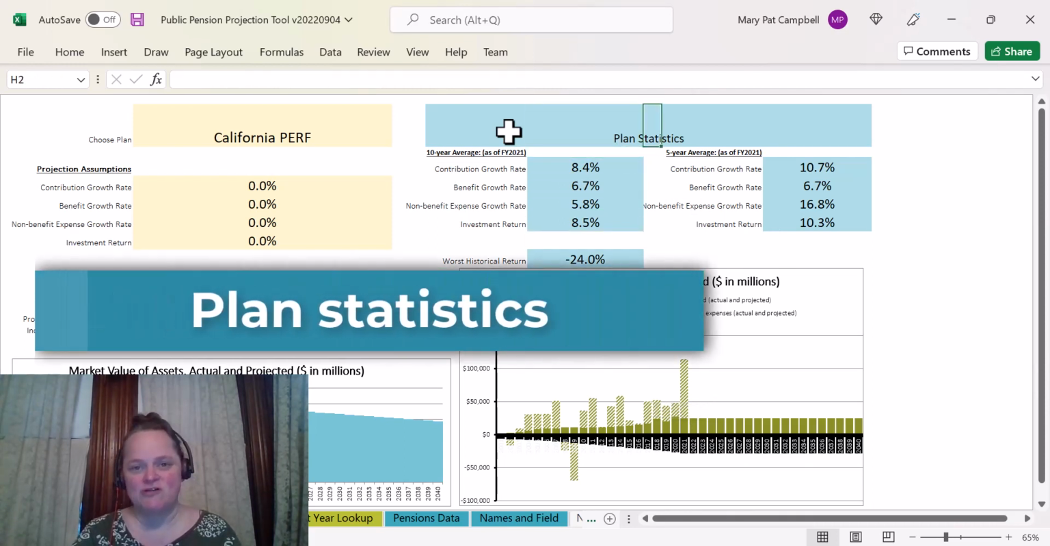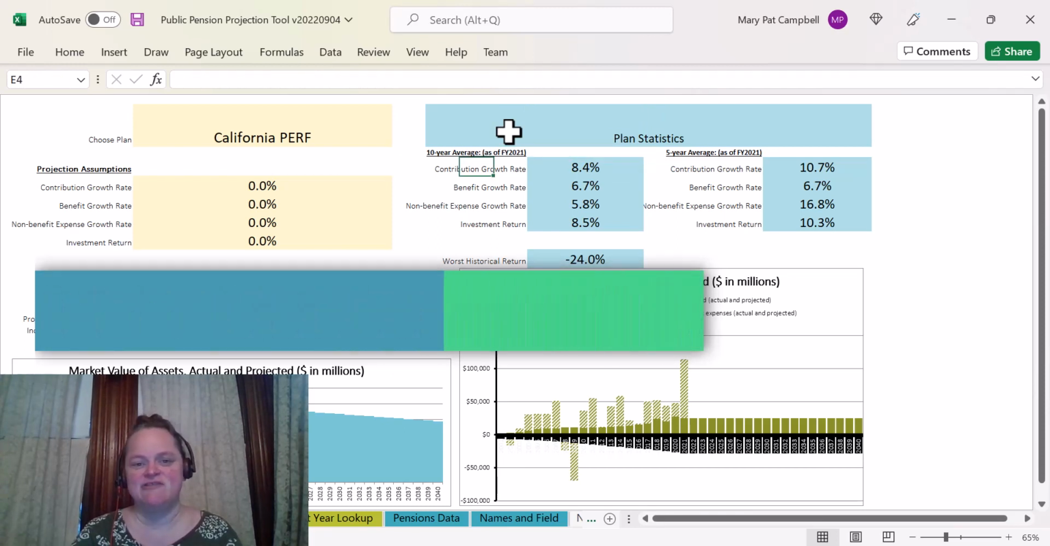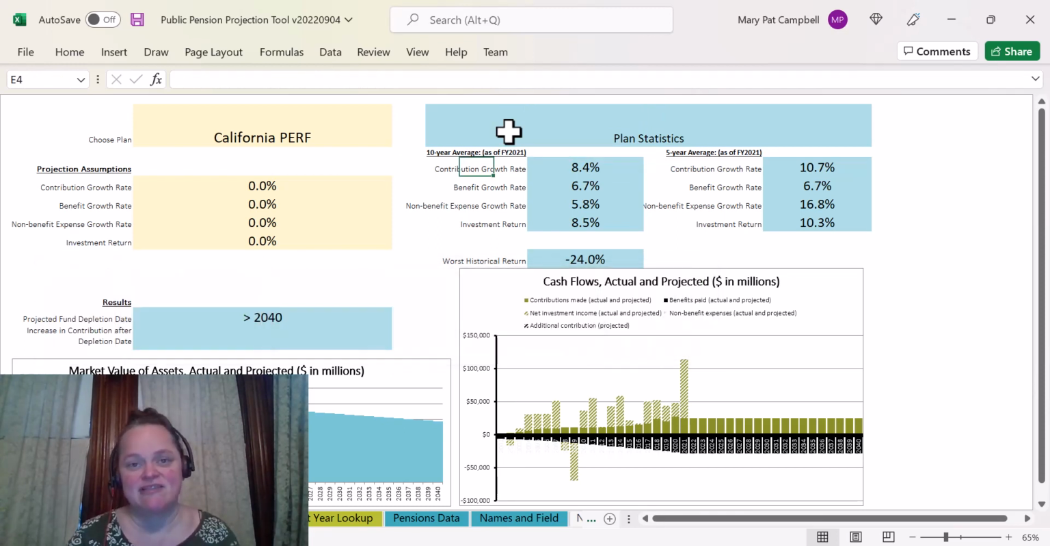These are historical results. On the left is our 10-year average, and this is as of fiscal year 2021 because that's the last year we have data for. Not all of the plans have fiscal year 2021. It differs plan by plan. Some of them, the most recent year we have data for is fiscal year 2020. Some it's fiscal year 2019, but that's fewer. Most of them it's going to be 2020 or 2021. So we'll have the 10-year statistics and the 5-year statistics.